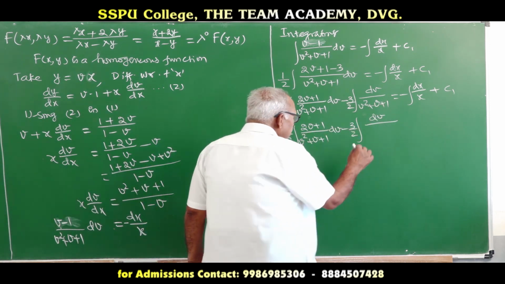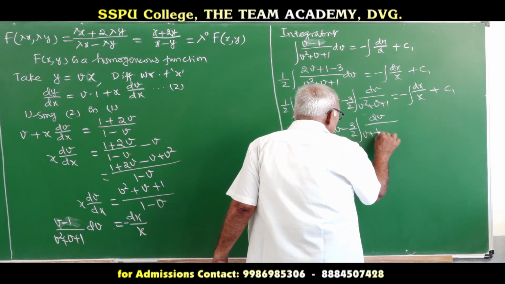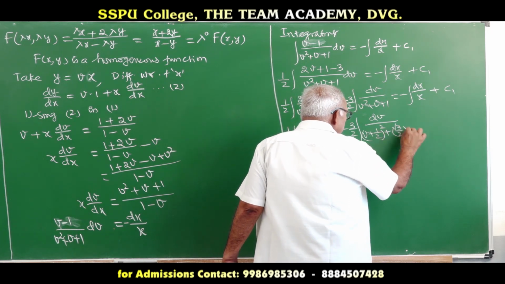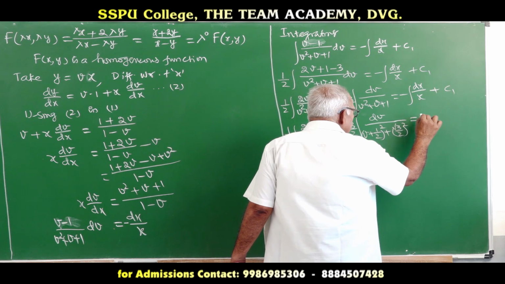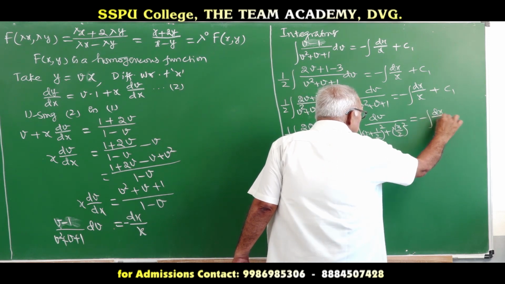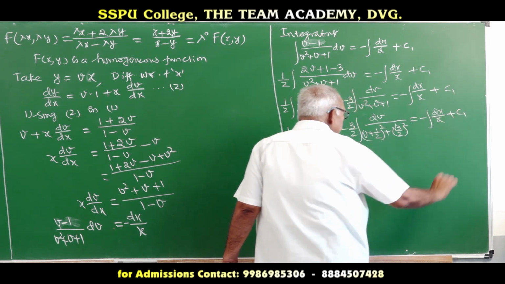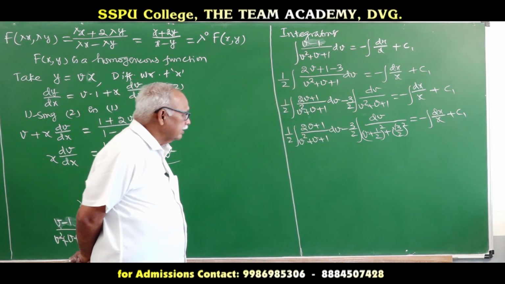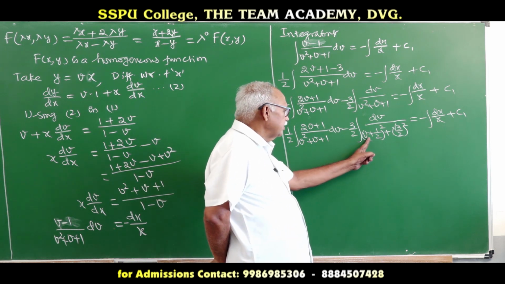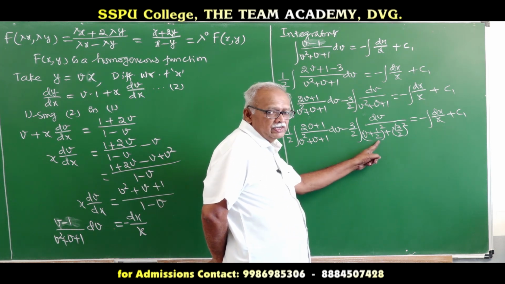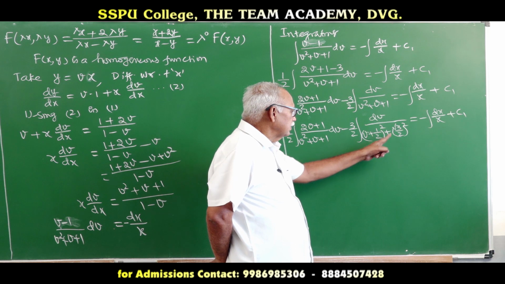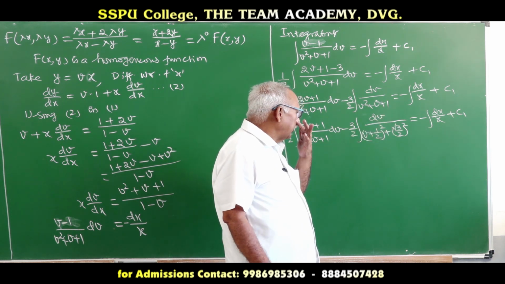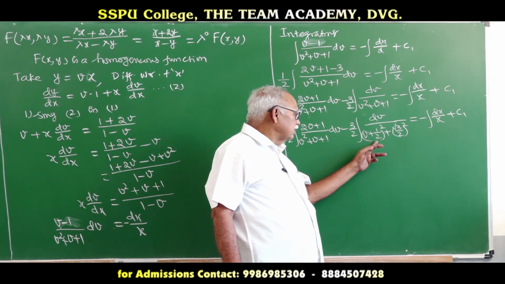1 by 4, that is (v plus 1 by 2) whole square plus (root 3 by 2) whole square is equal to minus dx by x plus C1. Now, we are ready for integration. Here you get v square plus v plus 1 by 4, plus 3 by 4; 1 by 4 plus 3 by 4 is equal to 1. So, how to integrate this integral?